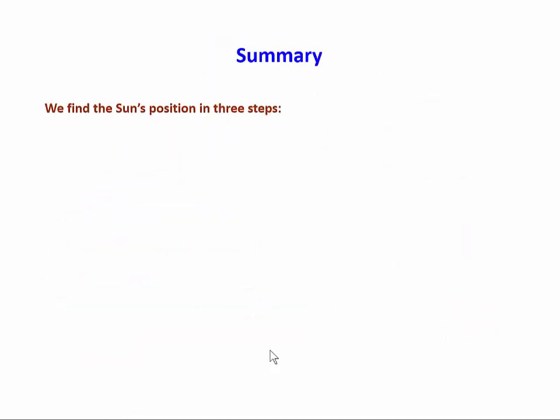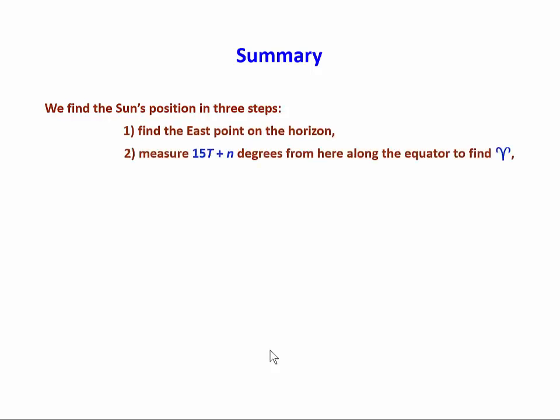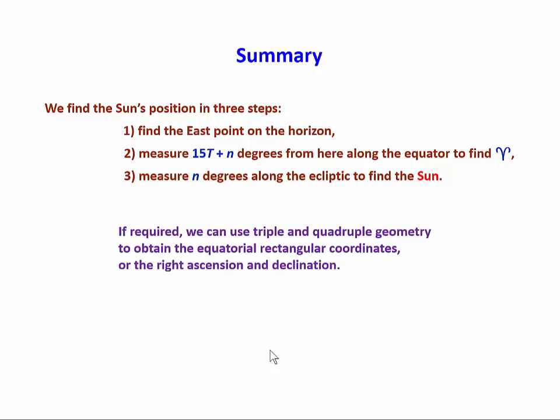So we can find the Sun's position in these three steps. We find the east point first, then we measure 15t plus n degrees along the equator to find Aries. And then we measure n degrees along the ecliptic to locate the Sun. And if required, we can use triple and quadruple geometry to obtain the equatorial rectangular coordinates or the right ascension and declination.